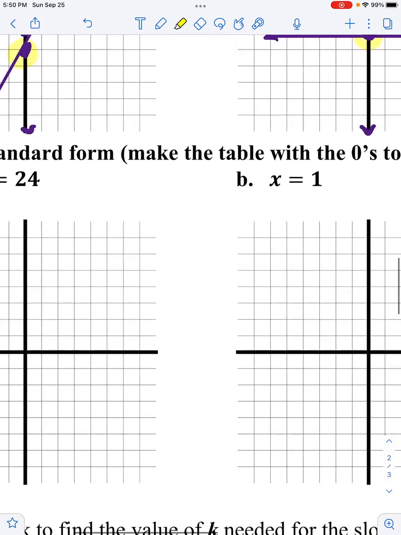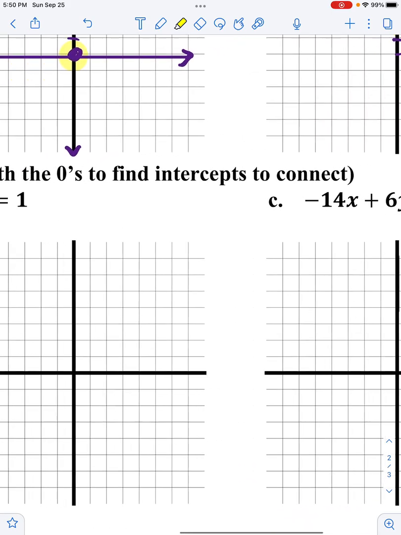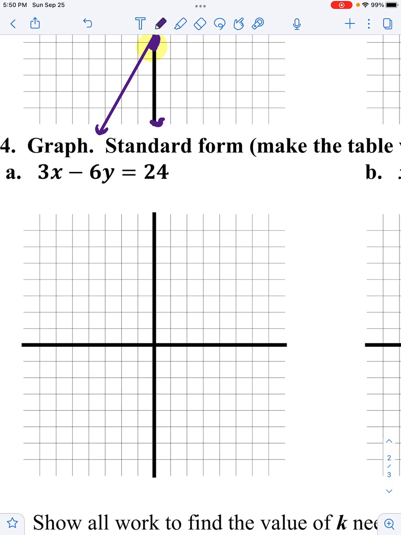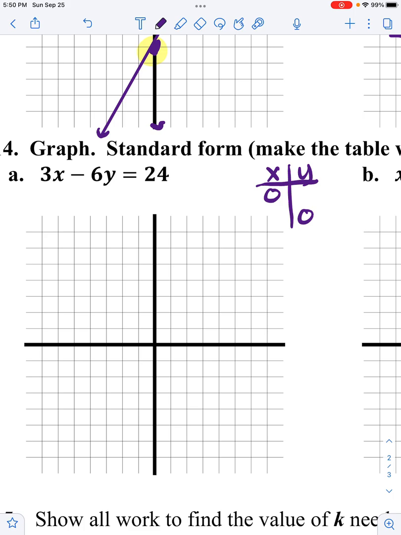Okay, these are standard form, and it says make the table with the zeros to find the intercepts to connect. So that's the easiest way to do this, is to make that XY table where you put a 0 in for each thing. If I put a 0 in for x, then the x part goes away, and I'll be solving -6y equals 24, which will solve to be -4. In the second step, when I put a 0 in for y, that crosses off this part, and I'm left with 3x equals 24, so 8.